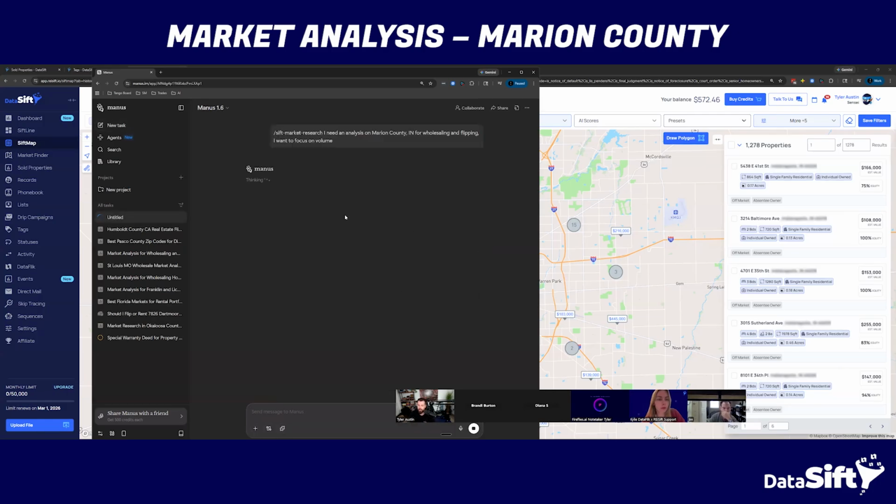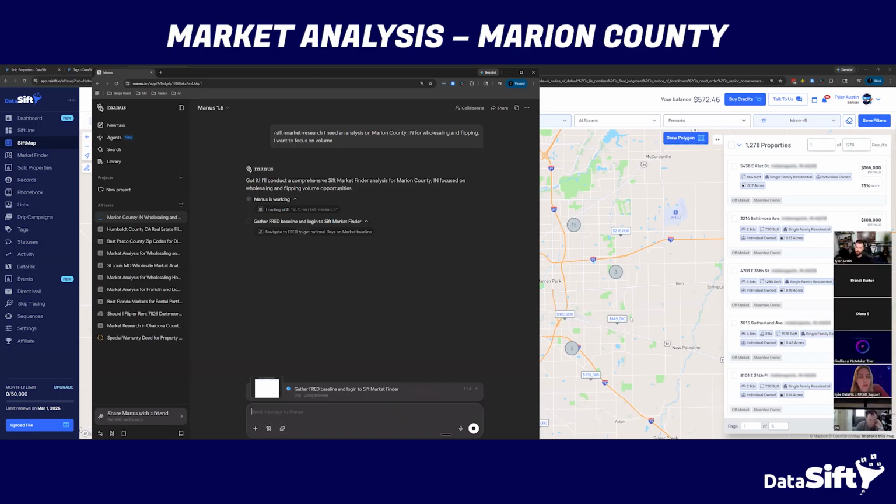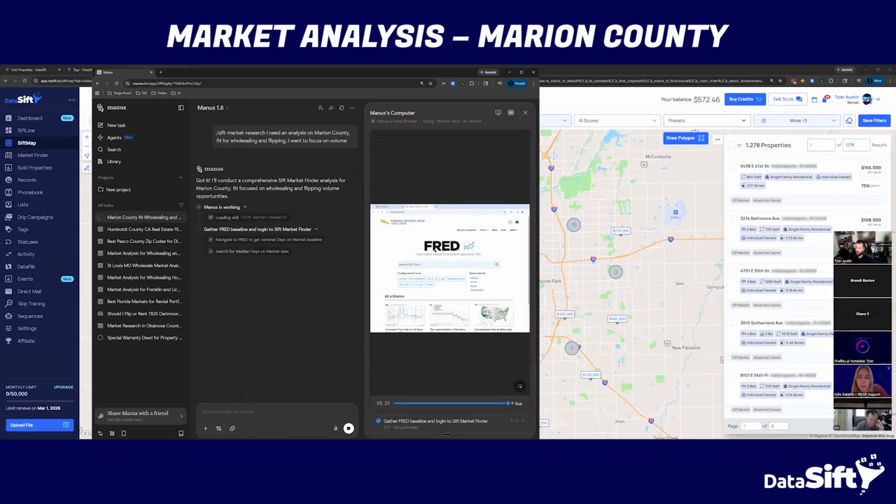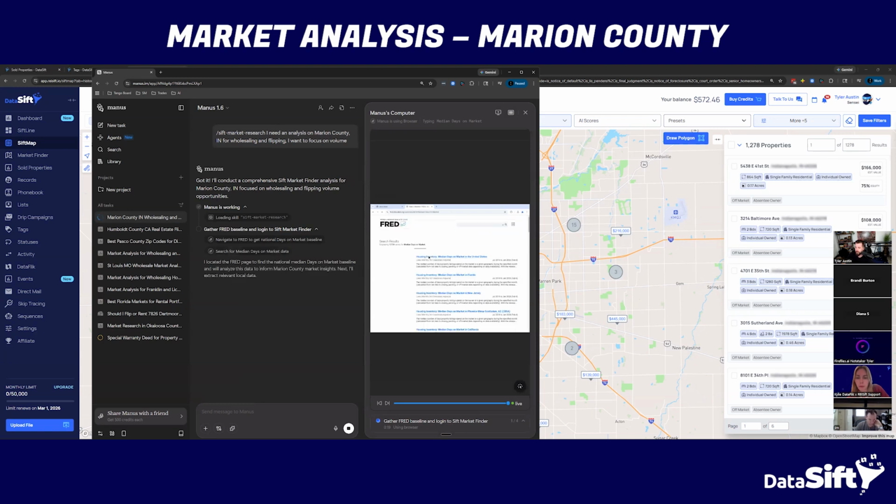And what Manus is going to do is it's going to log into my SIFT account. So it creates a computer. First, it's going to look at the local market. So it's going to look at the FRED. It's going to look at sale history, basically the national federal databases, turnover, rental rates, all that kind of stuff. See, it's logging into the FRED right now. It's going to look at national days on market and all this other stuff.